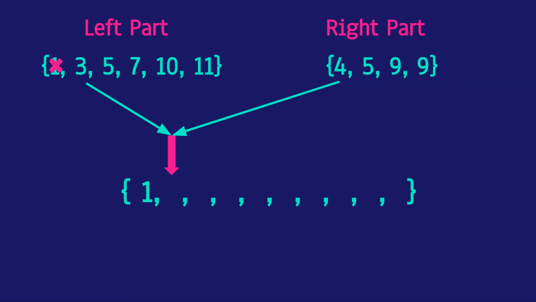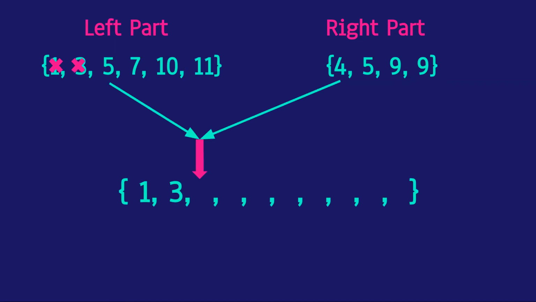Okay, so now let's go to the second position. 3 and 4, 3 from the left part, 4 from the right part are competing. Who will be the winner? Who should be the winner? Exactly, 3 should be the winner. Let's make 3 the winner. Okay, we cross out 3. And now compare 4 and 5. Who wins?